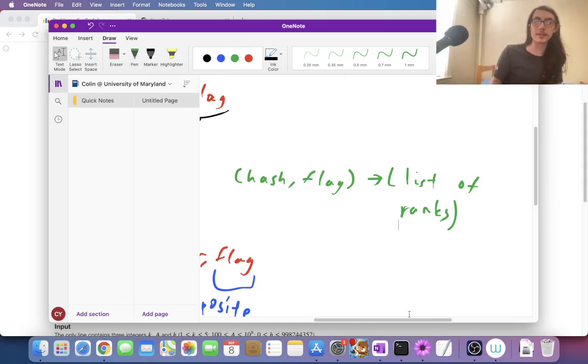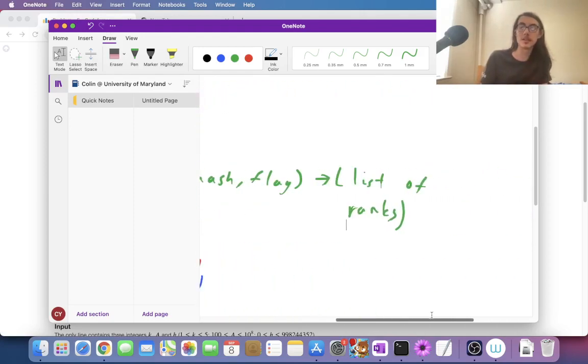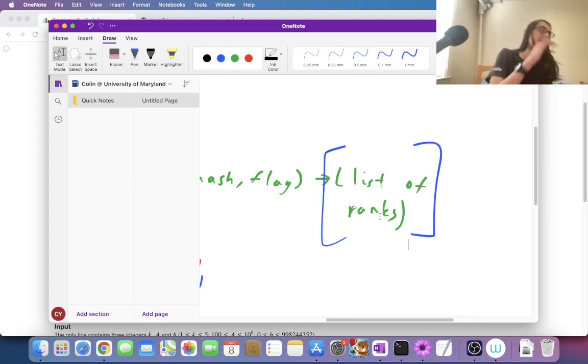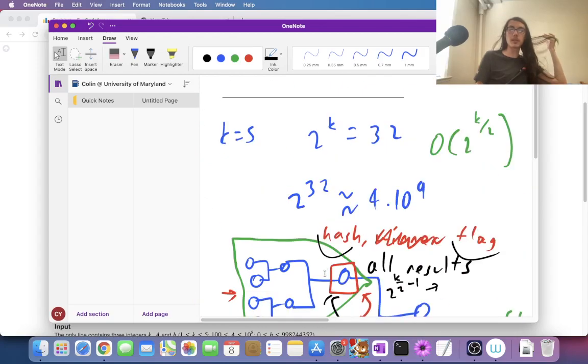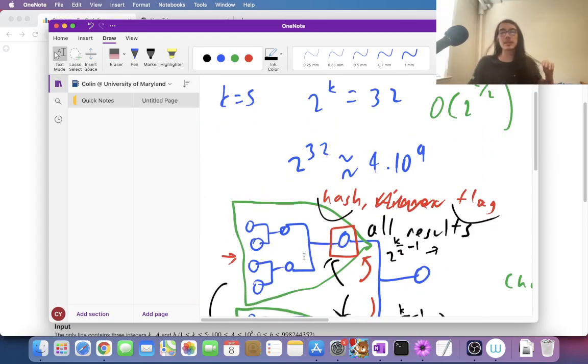And then this will be for the half. And then when we match them, we'll take the list of ranks from the first half, we'll take the list of ranks from the second half that we know, and that's our answer. So that's meet in the middle. And it'll work in 2 to the k over 2 because the bulk of it is enumerating all possibilities for each half.